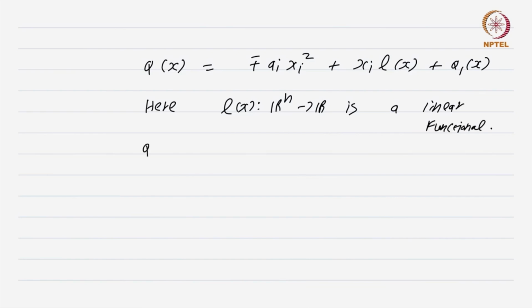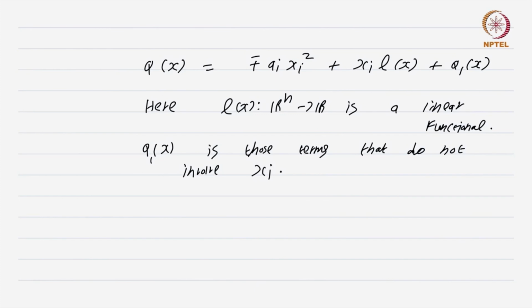And q1 of x is those terms that do not involve xi. Okay, so far so good. All I have done is I have clubbed together all the terms in which xi occurs except the square term, which I have put separately, taken xi outside, ended up with a linear functional, and all the other terms I am putting together as q1.